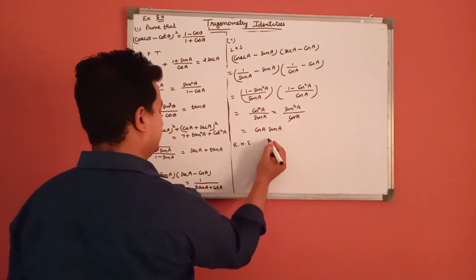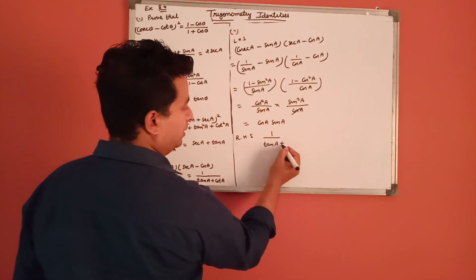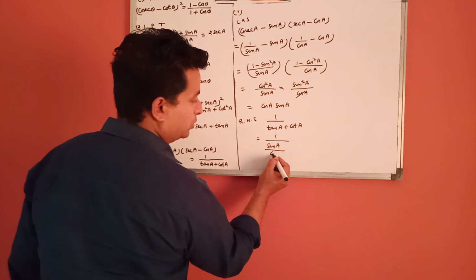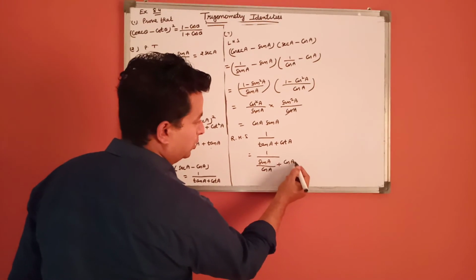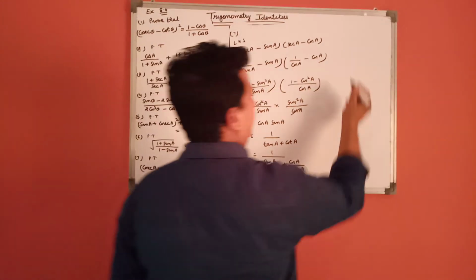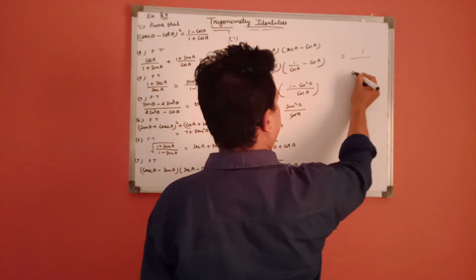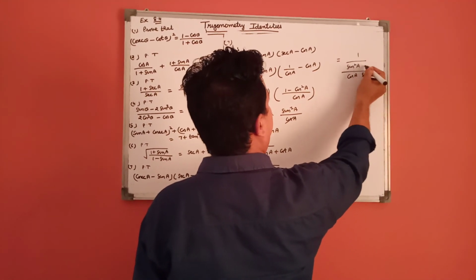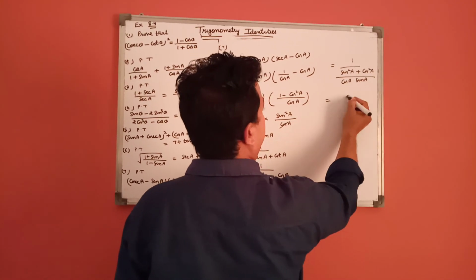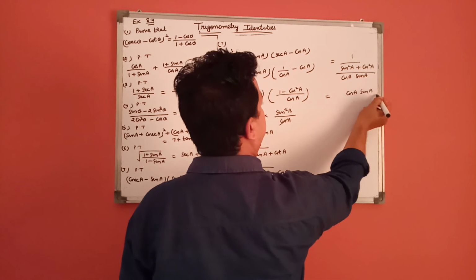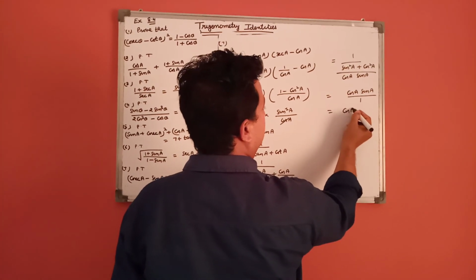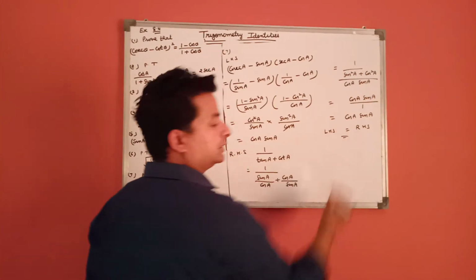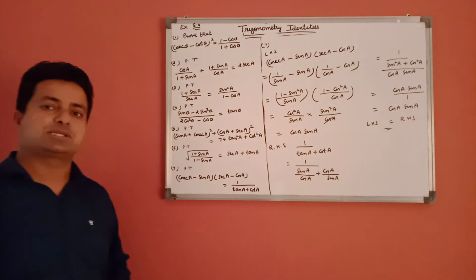In the RHS, right hand side, there is 1 by tan A plus cot A. When we change tan as sin A by cos A and cot as cos A by sin A, when we take LCM, that's cos A into sin A, this becomes sin square A plus cos square A over cos A sin A. As we know, sin square A plus cos square A is 1, so this becomes cos A sin A. LHS equal to RHS. These are the solutions of 7 sums of exercise 8.4.